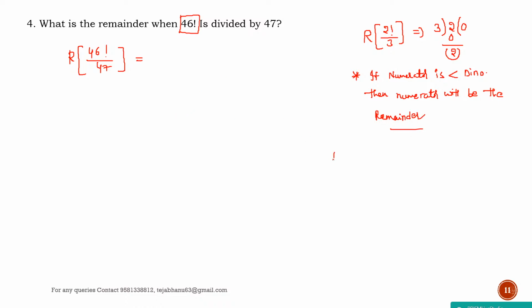See, if you look at the different things, if 4 factorial is divided by 5, the remainder is 4 only. If n factorial is divided by n plus 1, the remainder is n only. Like that, if 46 factorial is divided by 47, the answer is 46. This is the basic question from remainder. Is this clear, everybody?